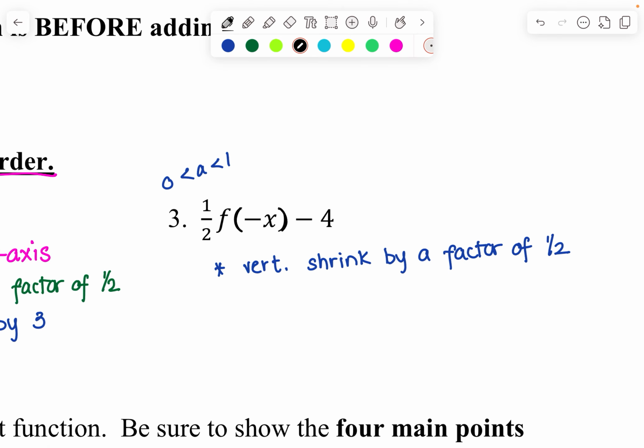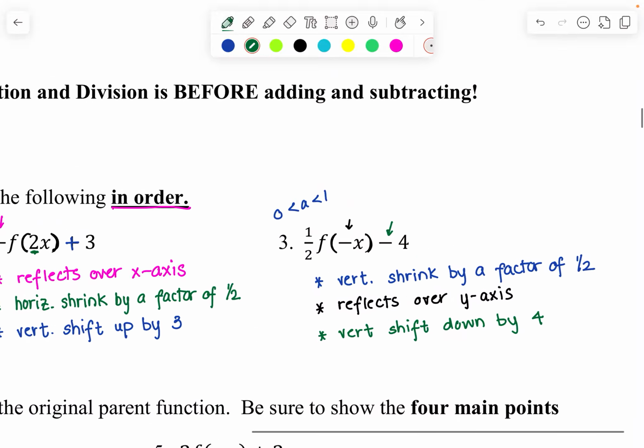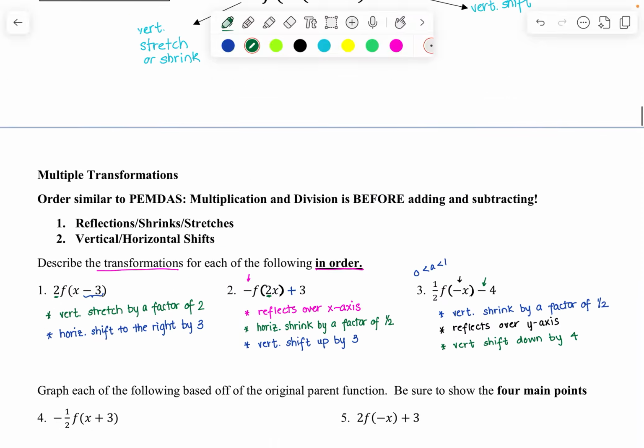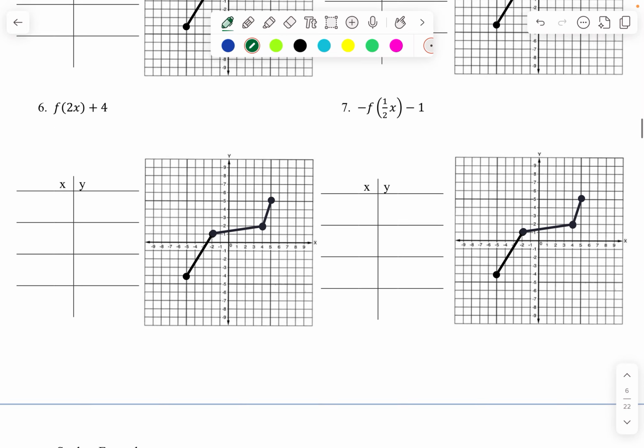So on the inside, we have that negative sign. This means that there is a reflection over the y-axis. And then last but not least, we have a -4, so this represents a vertical shift down by 4. Vertical shift down by 4. Okay? All right, folks, this concludes your notes. Your 4, 5, 6, and 7 is going to be practice.